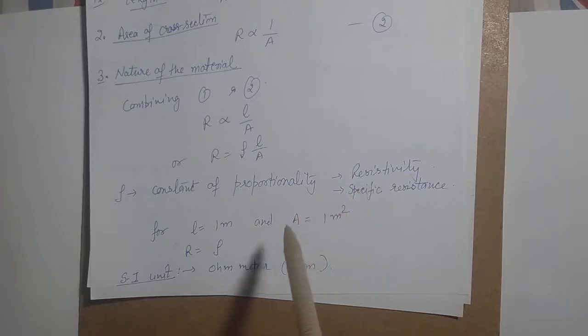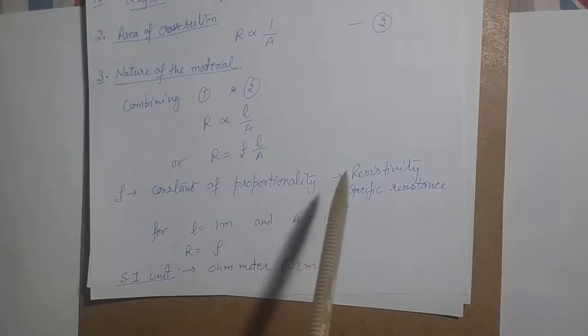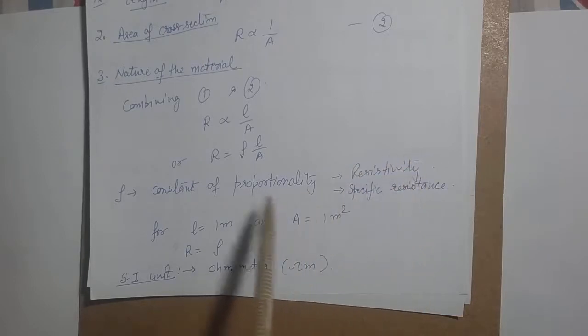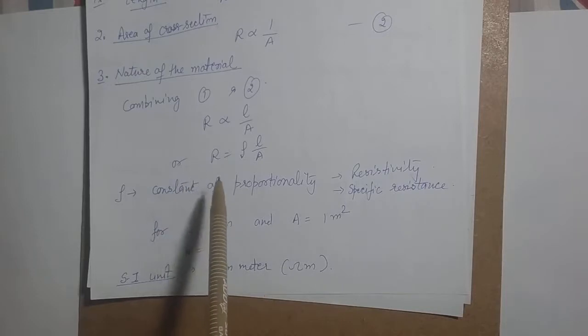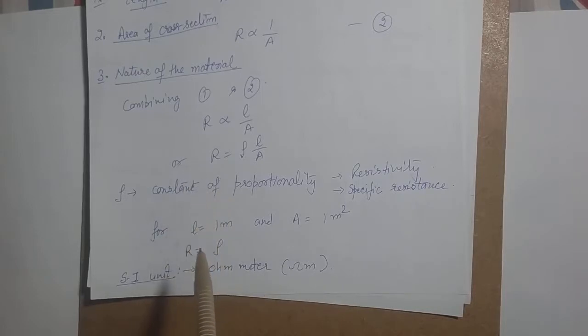That is, the resistivity of copper cannot be changed, the resistivity of iron cannot be changed, but we can change the resistance of iron or copper respectively.